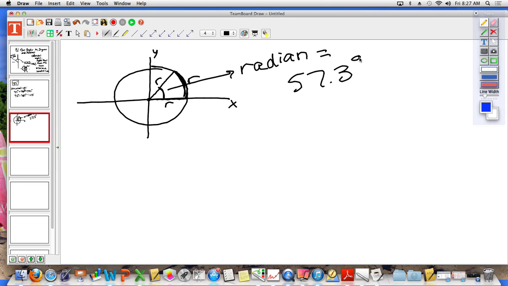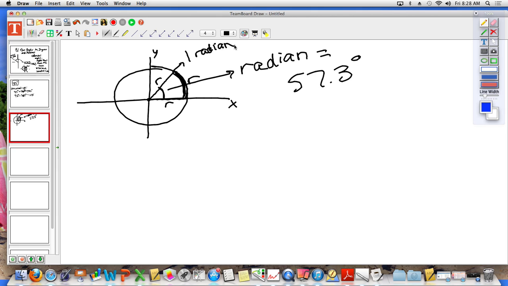57.3 degrees is the measure of 1 radian. So it's always that, regardless of how little or big the circle is. When you have a radius and a radius trapped to make that piece of pie, the angle that it creates inside is always 57.29, blah blah blah. So we're going to say it's 57.3 degrees. So this arc right here, this point right here on your circle, is 1 radian.